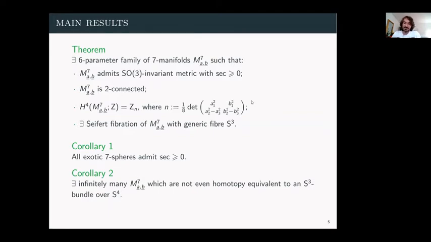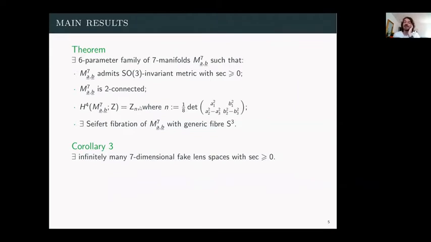We, in fact, get infinitely many manifolds M7AB with non-negative curvature, which I call non-standard for reasons you'll understand a little later. And by this, I mean that they're not even homotopy equivalent to an S3 bundle over S4. So this is pretty weird when you look at the theorem. The theorem says, well, these things are pretty much S3 bundles over S4. But it turns out you get very strange spaces in this family as well. And this is the first sort of scenario like this that has been seen in non-negative curvature, that you get such bizarre spaces with non-negative curvature.